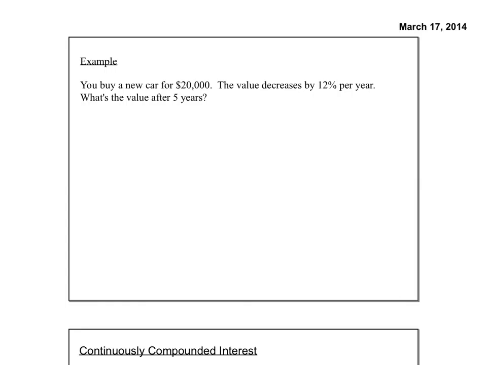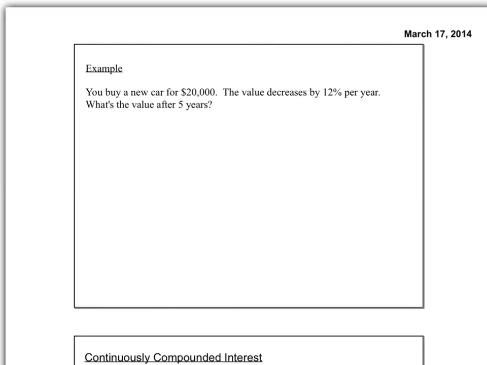So if I buy a new car for $20,000 and the value is going to decrease at a rate of 12% per year, what's the value of my car after 5 years? So my initial amount is $20,000. It decreases at a rate of 12% for 5 years. So first I do what's inside the parentheses. So 1 minus 0.12 is 0.88.